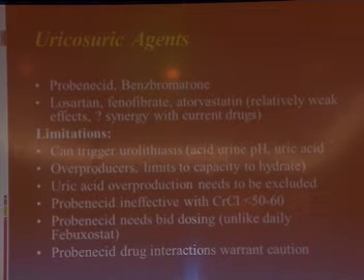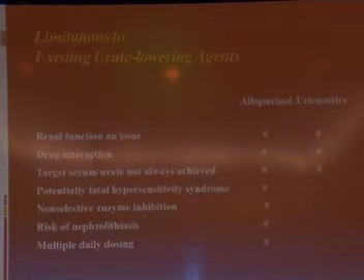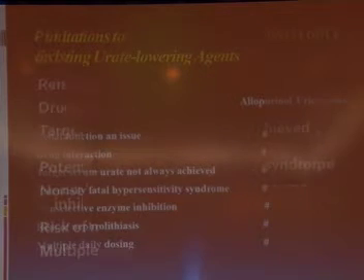Other uricosuric agents available in the market are probenecid, benzbromarone, losartan, fenofibrate, atorvastatin, which have their own limitations, like they can trigger urolithiasis. They can also lead to more drug sensitivities. Now, these are a few limitations of the existing urate lowering agents.